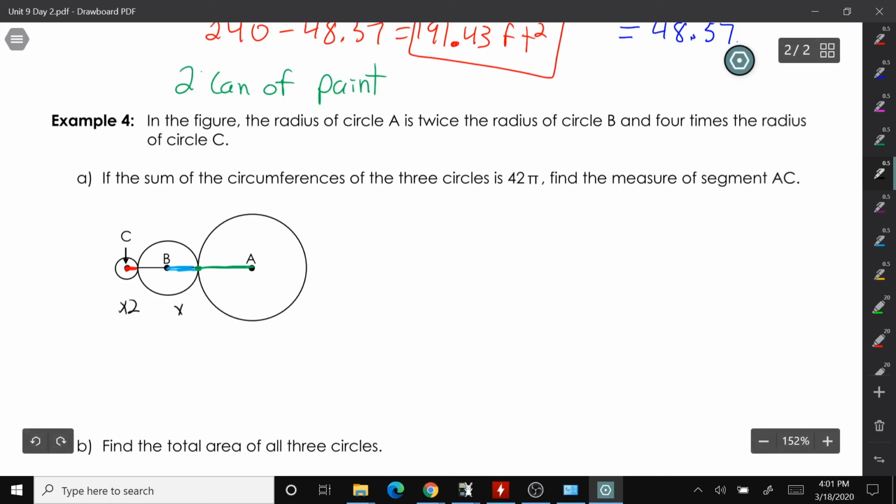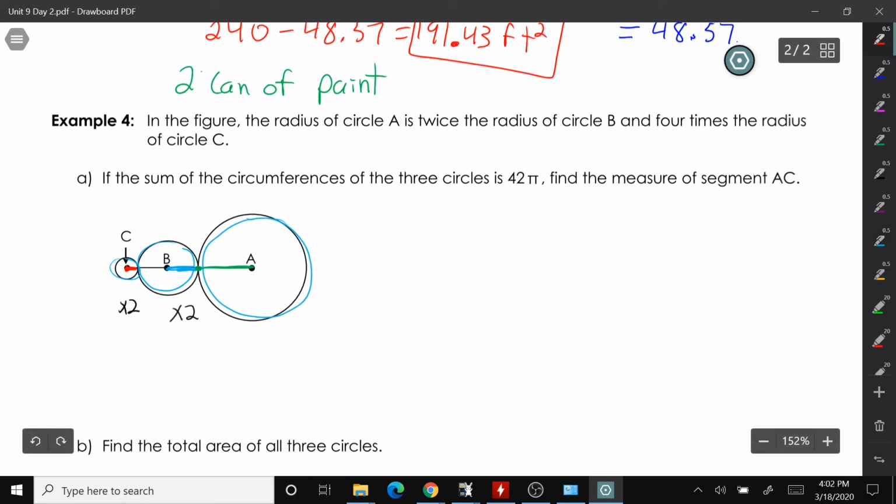If I multiply the radius of B times 2, I get the radius of A. Times 2, not x, times 2. So we're going to use that to our advantage. Now the sum of the circumference, so the circumference of all 3 of these circles added up is 42 pi.